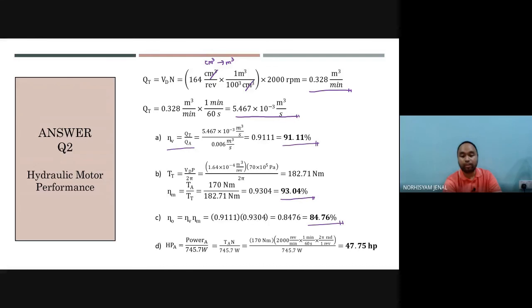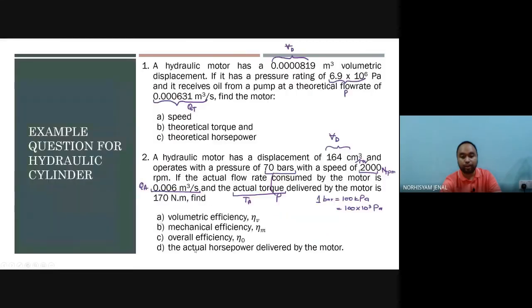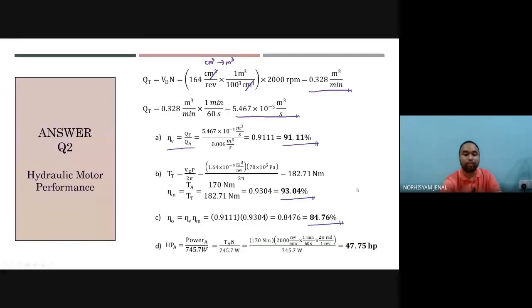And horsepower, whatever that you have for the power. The question asks us actual horsepower, so we use the value for TA. TA, N must be in radian per second again. So whatever that we have in revolution per minute, change it into radian per second. And to find out the horsepower, you just divide it by 745.7. So this is the horsepower at the end.